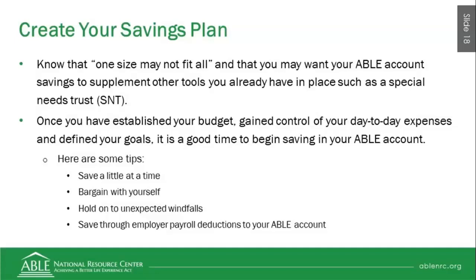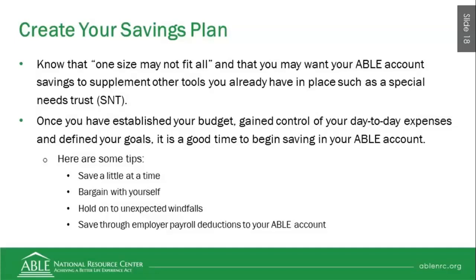Now, once you have established your budget and you know your income, you've defined your expenses, and you have your goals, it's a good time to begin saving in your ABLE account. We say some of the tips: save a little at a time, because every little bit counts. Be mindful of your spending habits and your needs versus your wants. Bargain with yourself. Perhaps if you meet a savings goal for several months in a row, you can reward yourself with something affordable that you really want, like a manicure or a dinner out or a movie or something that you really enjoy. Another tip is to hold on to unexpected windfalls.